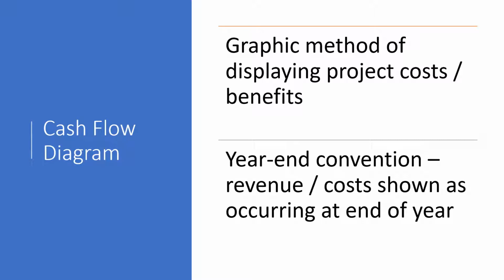As I said, it's a graphic method of displaying project costs and benefits. You'll see what I mean in a minute. There is this thing called the year-end convention, in which revenue and or costs are shown as occurring at the end of a year. So we're going to be creating these cash flow diagrams where you have time on the horizontal axis, and then we're going to put the costs and the revenue at the end of those. The exception is typically the initial design construction, which may get all lumped into the beginning of year one or end of year zero. And I'll show you in a minute what I mean by that.